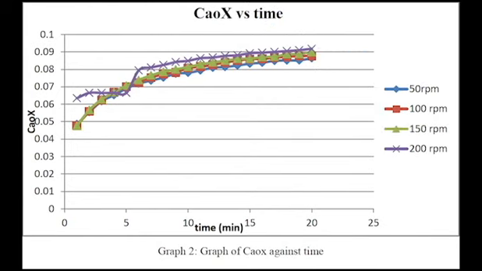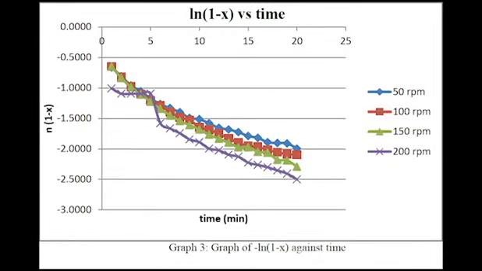Alright guys, let's get back to the graph of the second order reaction. As we can see from the graph, different rotating speeds will produce different straight line graphs with different gradients. Overall, as the rotating speed increases, the gradient also increases. Since the gradient of the graph represents the rate constant of the reaction, the higher the rotating speed, the higher the rate constant, which corresponds to a faster reaction time.